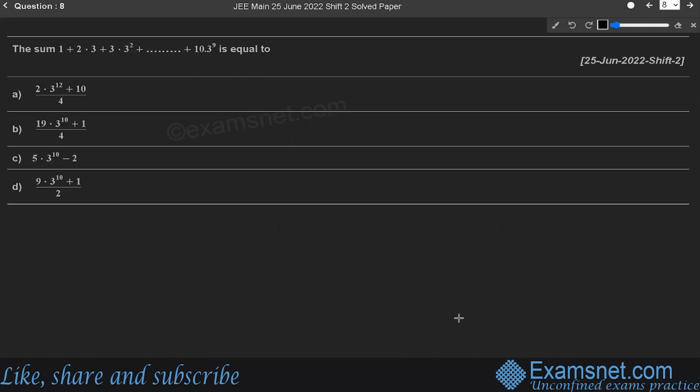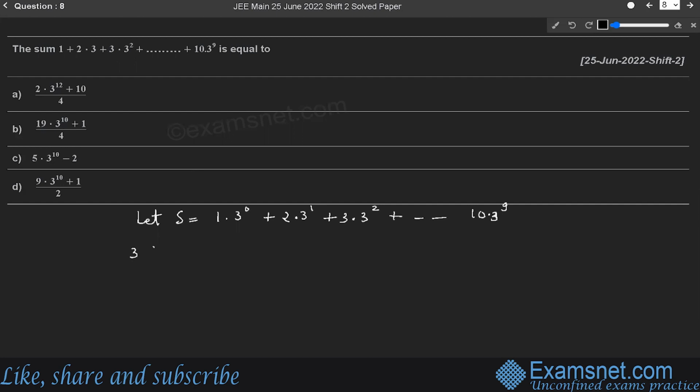Moving on to the next question. Next question is the sum of 1 plus 2 into 3 plus 3 into 3 square plus so on up to 10 into 3 power 9 is equal to. Let S be equal to 1 into 3 power 0 plus 2 into 3 power 1 plus 3 into 3 power 2 plus so on up to 10 into 3 power 9.